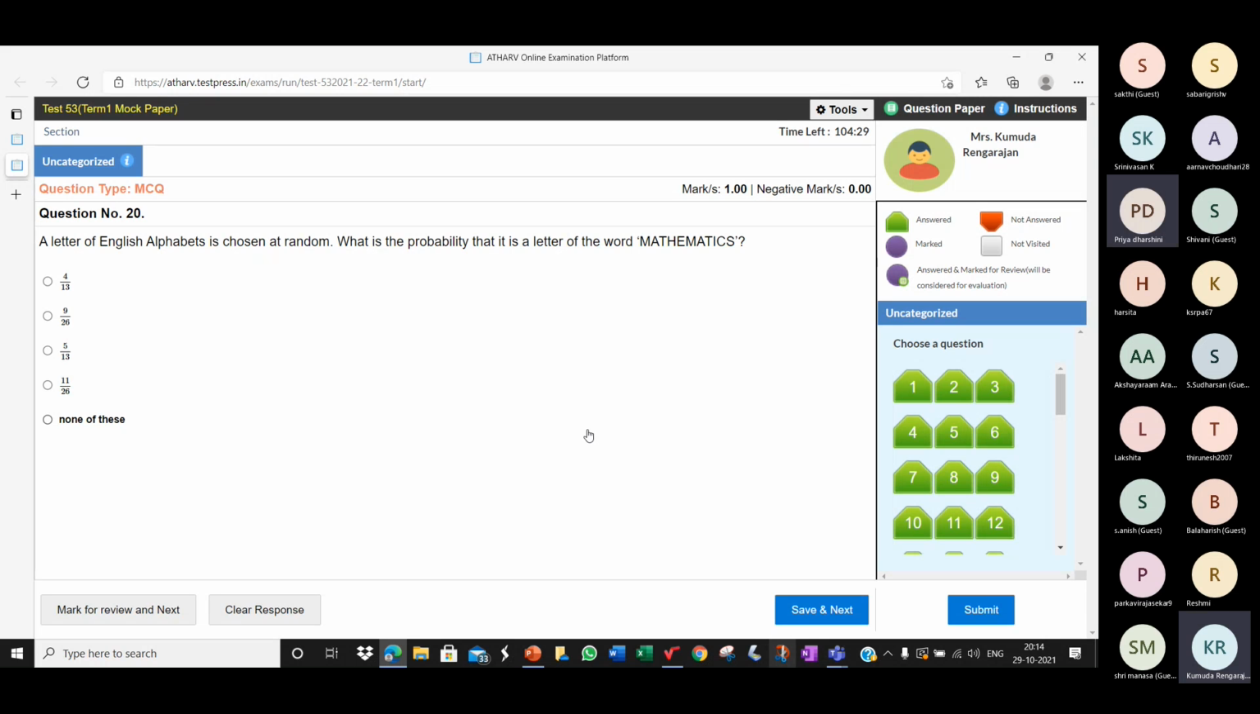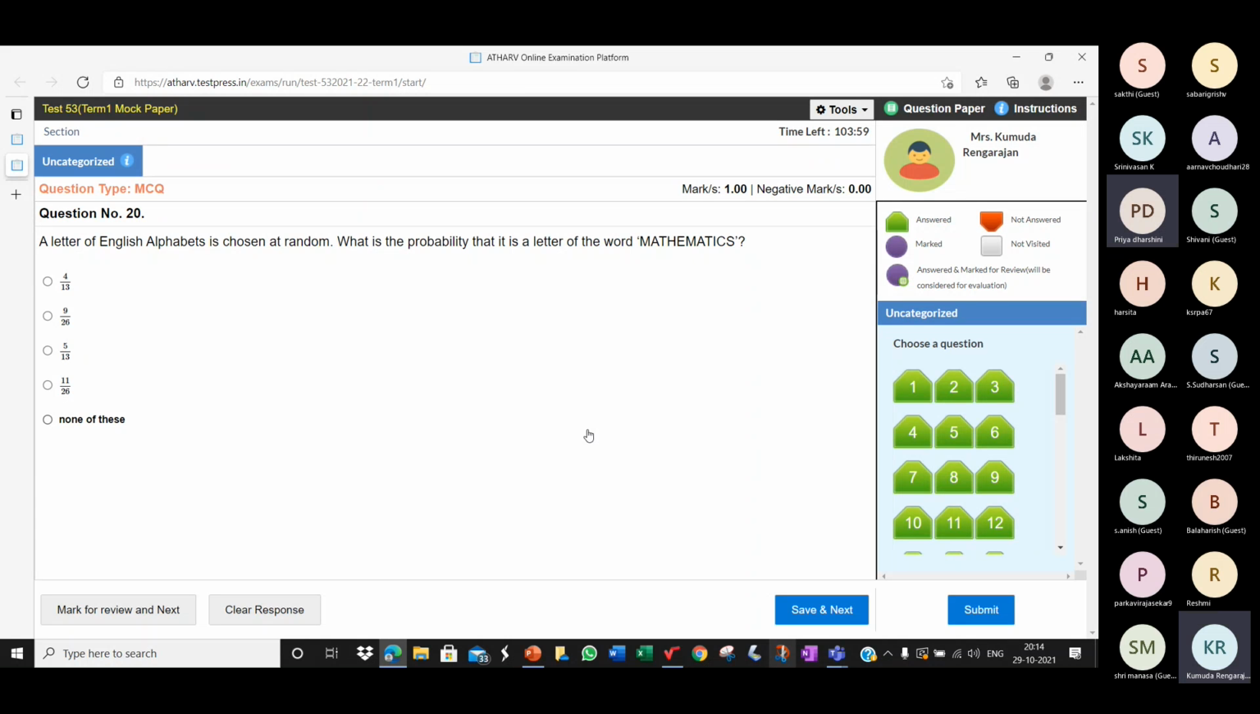Yes, 11 by 26. Is it 11 by No, ma'am, it's 4 by 4 by 13, ma'am. Yeah, how many letters are there in the word mathematics? M-A-T-H-E. You should not count. Should you consider the repeated letters or no? No, ma'am, we should not consider.